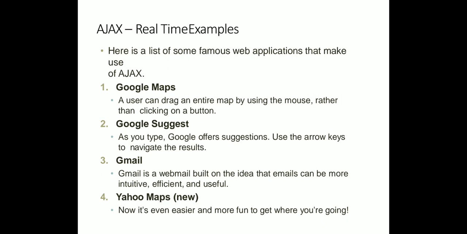Third is Gmail. It is a webmail built on the idea that emails can be more intuitive, efficient, and also useful. Then Yahoo Maps. Now it's even easier and more fun to get where you are going. Google Maps and Yahoo Maps both give the same features. So these are the best real-time examples.